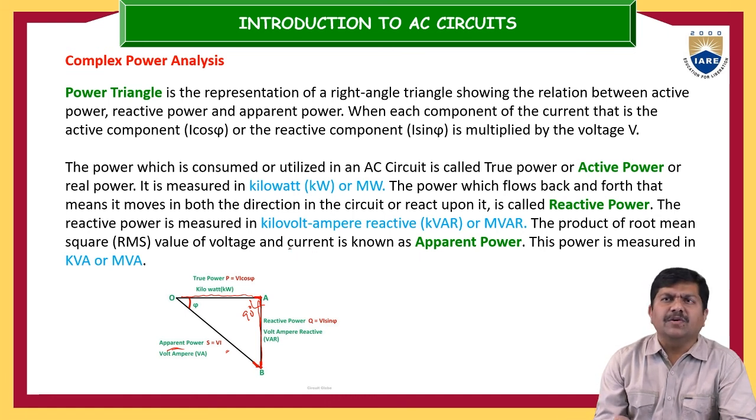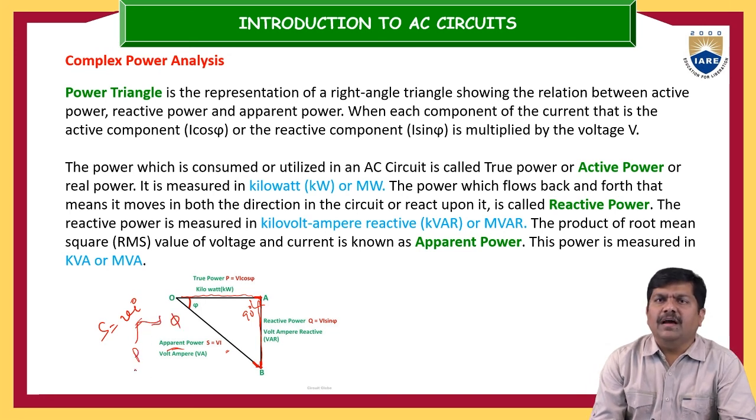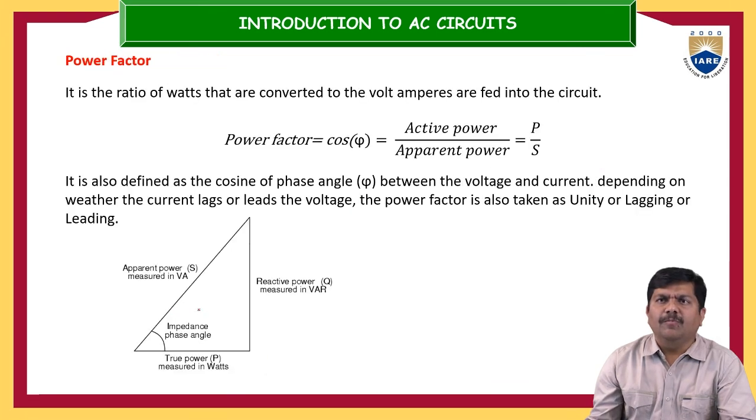But in DC circuits, there is only one constant power, with constant voltage and current. If you take the product between them, you get the total power the DC circuit will have. Whereas in the AC circuit, there are three types of powers. One is the apparent power, S is equal to V into I. This apparent power can be divided into two powers: the reactive power and the active power. Active power is VI cos phi, and reactive power is VI sin phi.